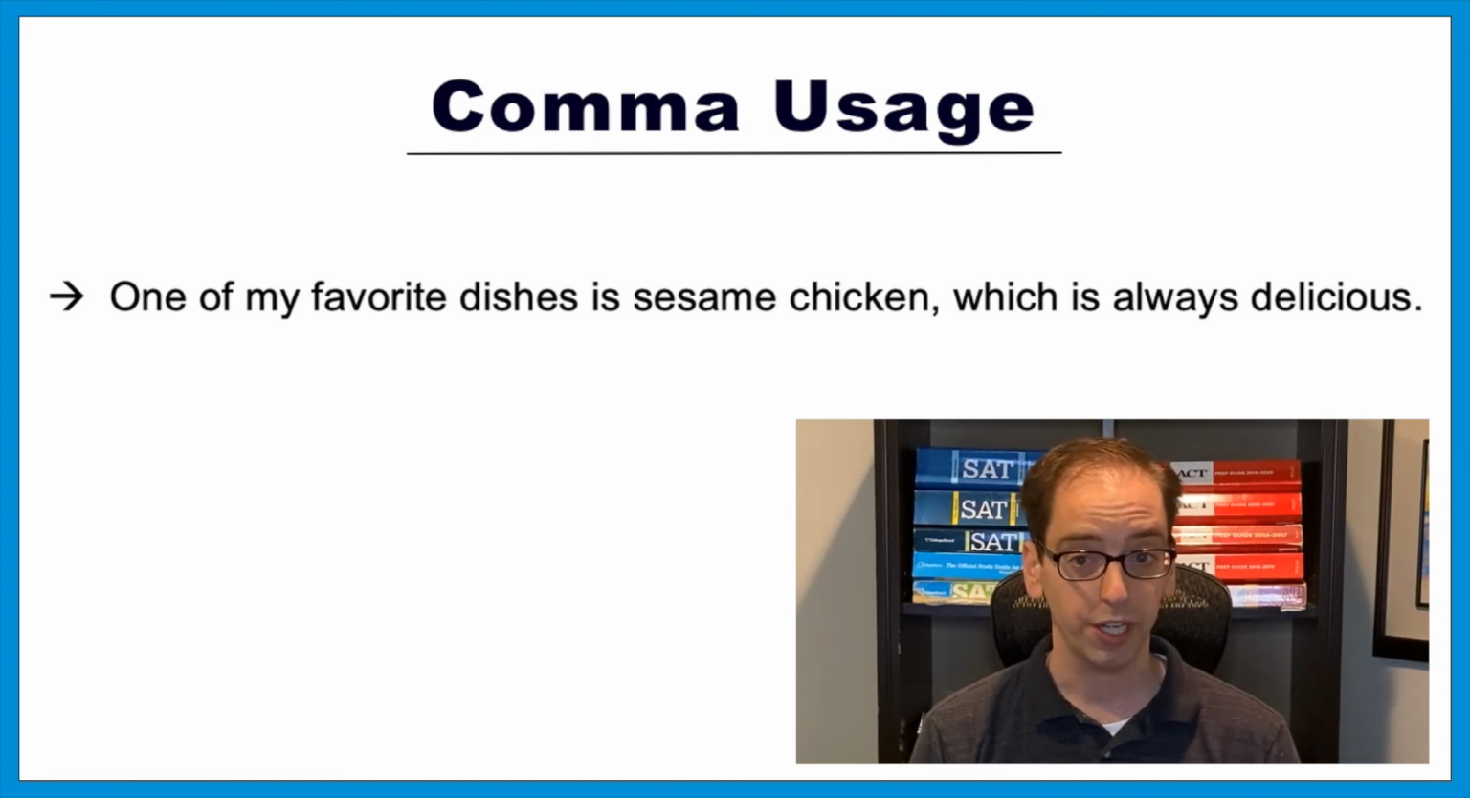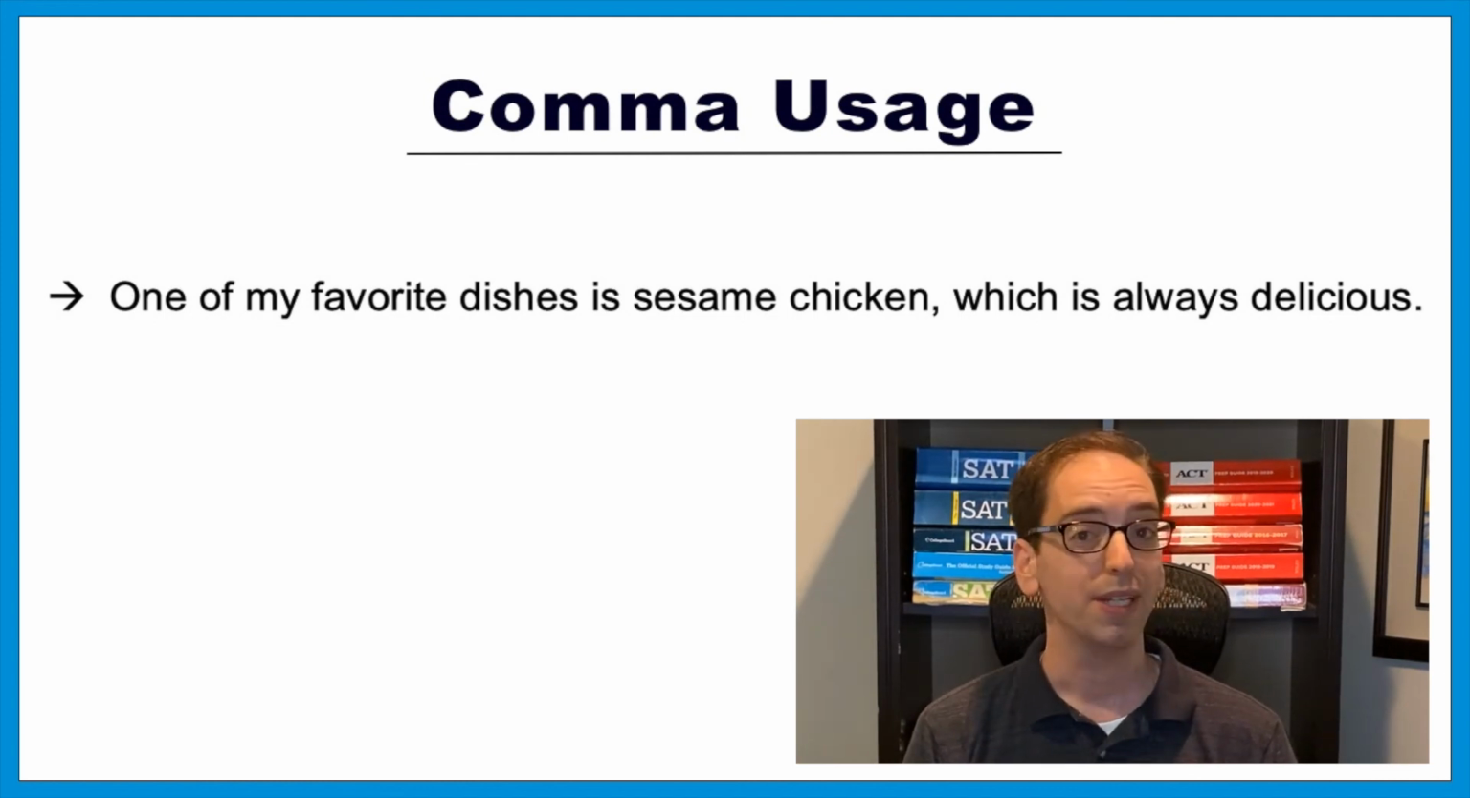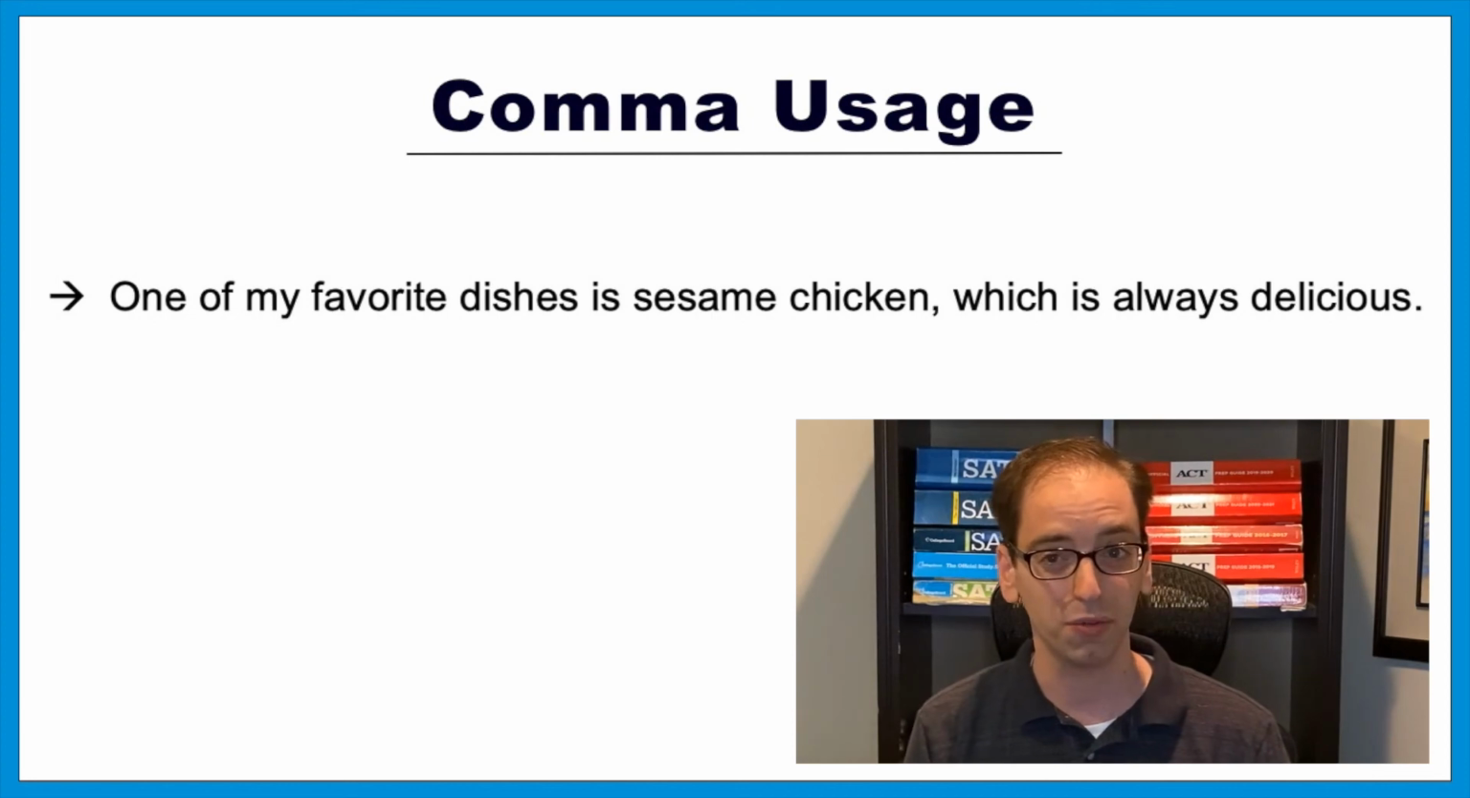Let's look at another variation where a comma is being used correctly. One of my favorite dishes is sesame chicken, which is always delicious. Again, that comma is correct. The reason why, it is separating not essential information. But now, it's the second part of the sentence that we don't need. We don't need that little chunk, which is always delicious. It's just a little throwaway.